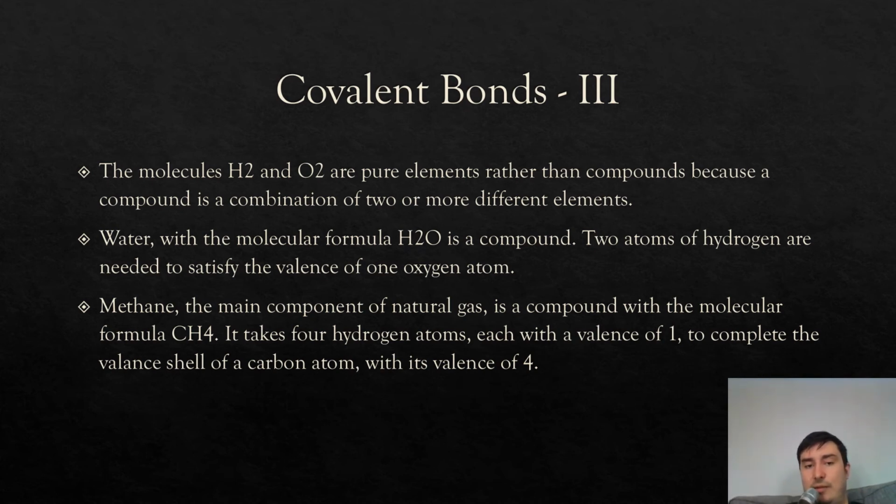So the molecules of hydrogen and oxygen are pure elements rather than compounds, because a compound is a combination of 2 or more different elements. Water, with the molecular formula H2O, is a compound. 2 atoms of hydrogen are needed to satisfy the valence of one oxygen atom. Methane, the main component of natural gas, is a compound with the molecular formula CH4. It takes 4 hydrogen atoms, each with a valence of 1, to complete the valence shell of a carbon atom with a valence of 4.